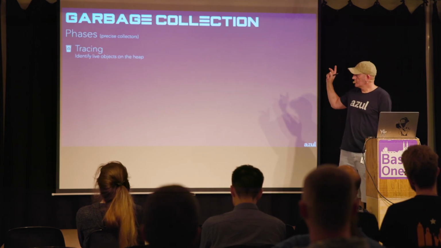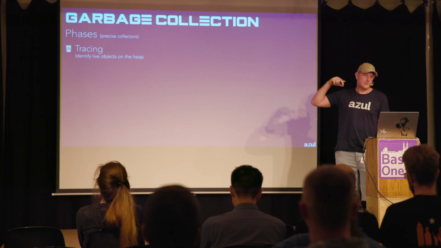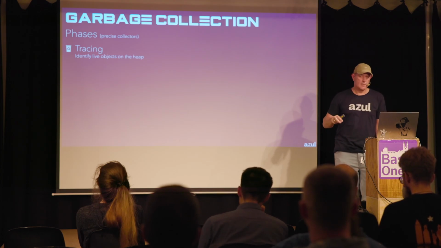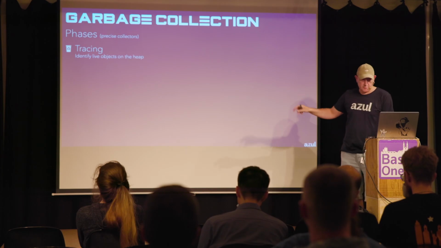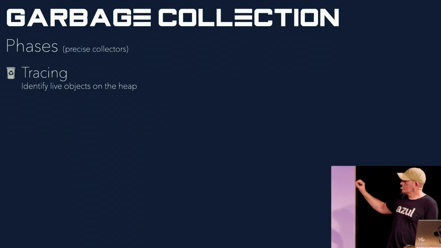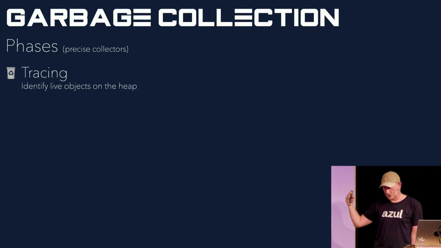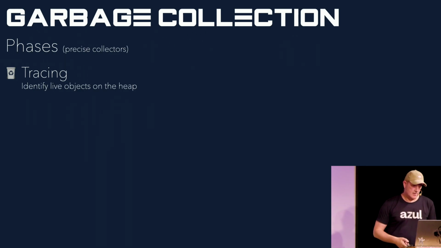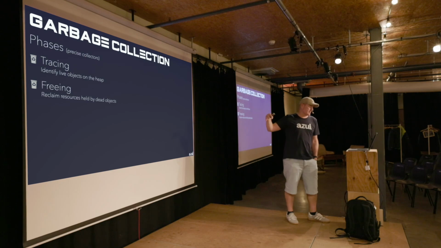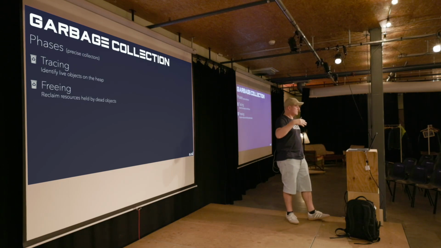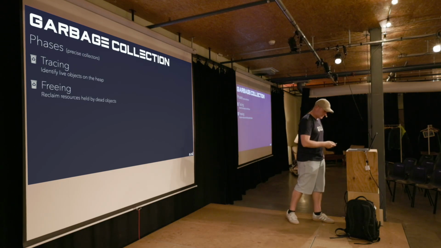To get an idea, usually we talk about different phases when we talk about garbage collection. This is just for precise collectors. There are also conservative collectors, but because precise is the majority in the JVM, we start with one phase, which is tracing. That means finding objects on the heap that are live, that I can reach from the stack, starting from the stack, following all the references. I need to reach them, then they are live. This is the tracing phase. And then we have to free up all the other stuff, the stuff that I can't reach anymore, which is the freeing phase in this case.